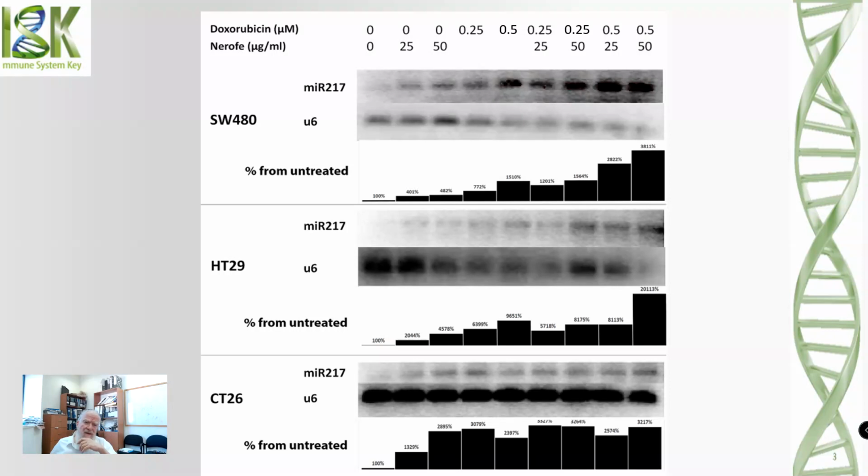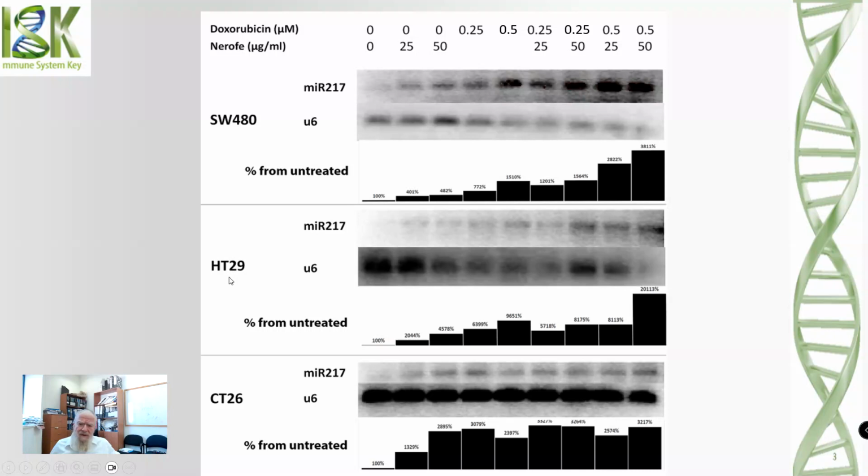Okay, what about Mir-217? Mir-217, as I said before, is a microRNA that can decrease the level of expression of proto-oncogenes in cancer cells. So we looked at Mir-217, and as you can see, in SW480, there is clearly a very strong increase with the treatment of Nerofe, doxorubicin, and the combination. You can see down here the quantitative analysis. This is U6 as a control of the level of microRNA in the samples.